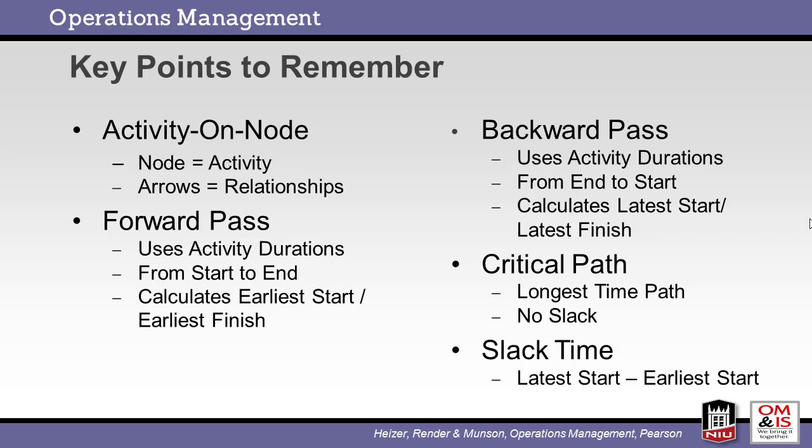Once the basic network is created, we calculate the earliest start and earliest finish during the forward pass as we move from the start of the network to the end. Then we calculate the latest start and latest finish during the backward pass as we move from the end of the network back to the start. At this point, the critical path is identified as the longest time path through the network. If the critical path is delayed, the entire project is delayed. Finally, we look at the slack time, which is the time that an activity may be delayed without affecting the overall project. Activities on the critical path have no slack.